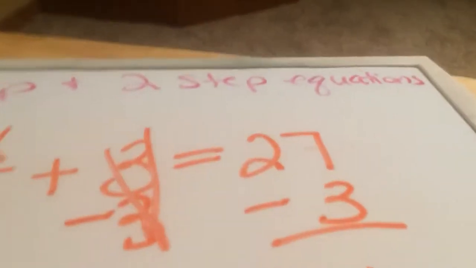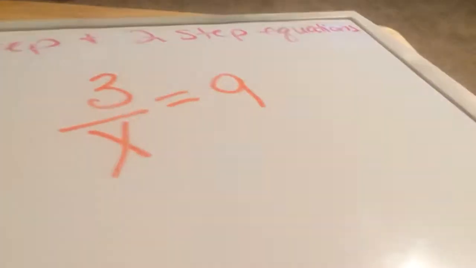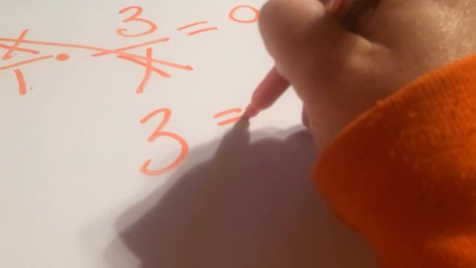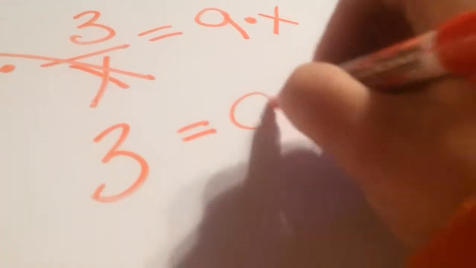So now we will go the other way. We have 3 over x equals 9. So we're actually going to multiply by x on both sides because we have to get the denominator cleared out. So that cancels because it's actually x over 1. So you're left with 3 equals, and we have to multiply by x over here. So now we have 3 equals 9x.